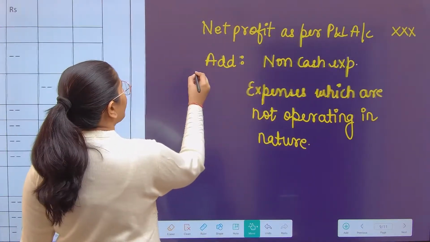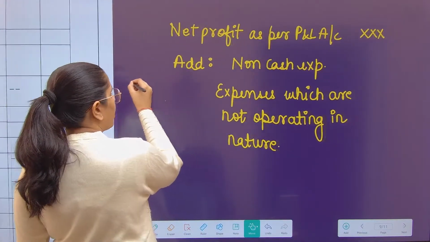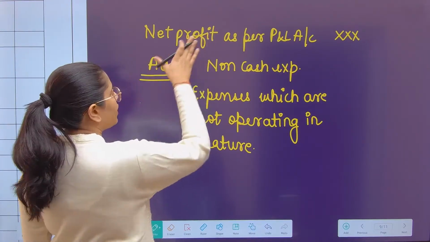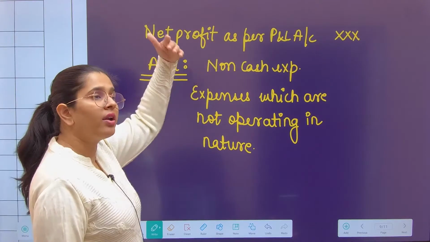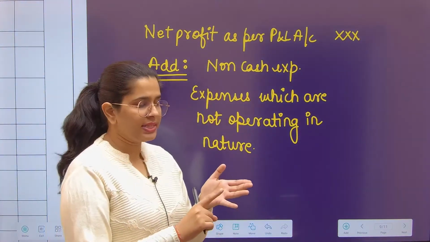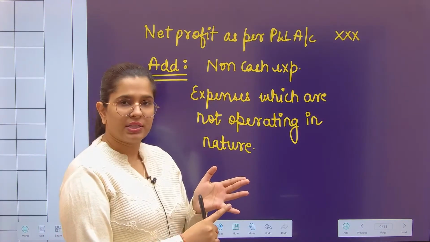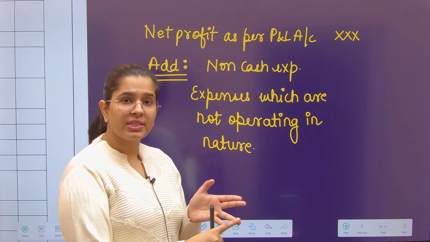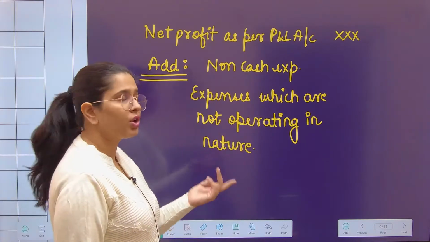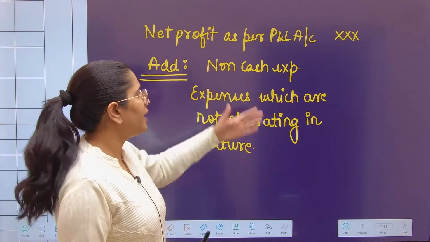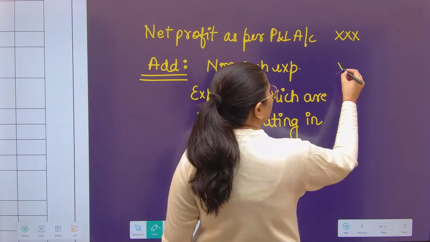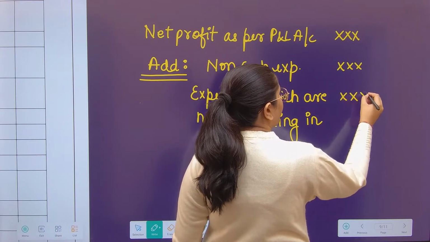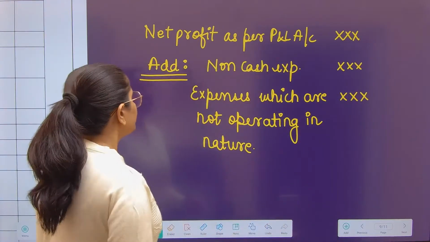Why are we adding it back? Because earlier we have already deducted it. I repeat, while calculating my net profit, I would have already deducted expenses like depreciation, interest paid, dividend paid, loss on sale of assets. So all these are not in the nature of operating. So I have to add it back in order to find out the correct cash operating profit.